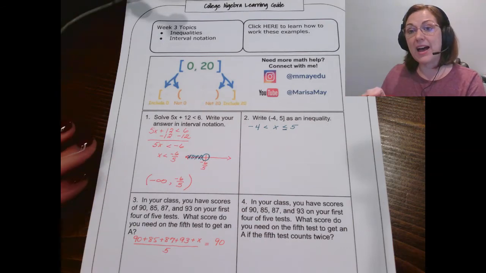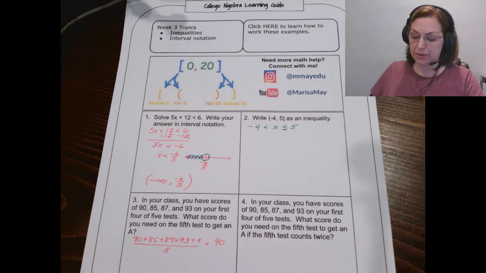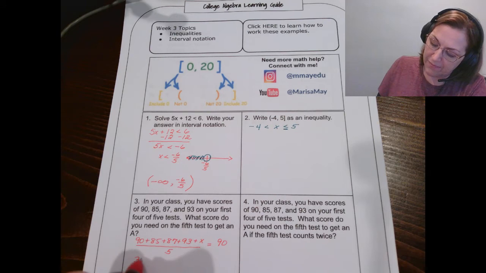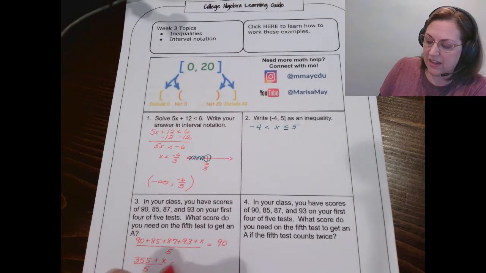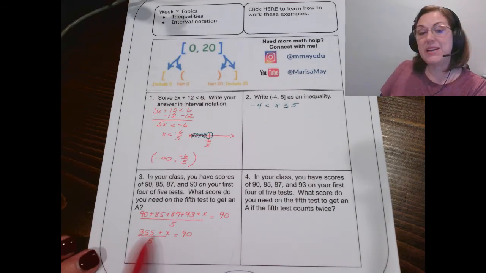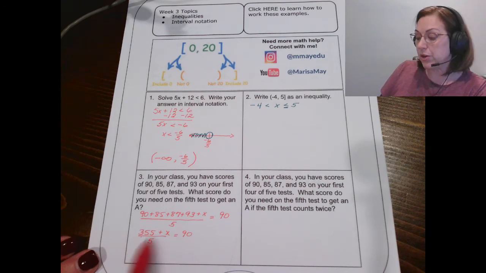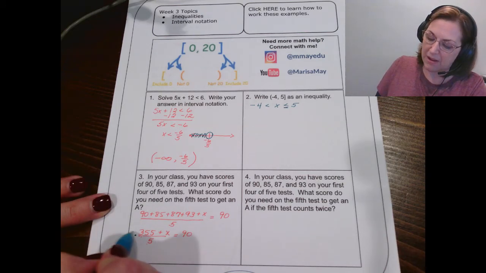Before I add, let's go ahead and add so we don't have to carry around all of those numbers. Let's add 90 and 85 and 87 and 93. That gives me (355 plus x) divided by 5 equals 90. Now think about what's happening to x. It's being added to 355 and divided by 5. So we're going to do the opposite of dividing by 5, which is to multiply by 5.